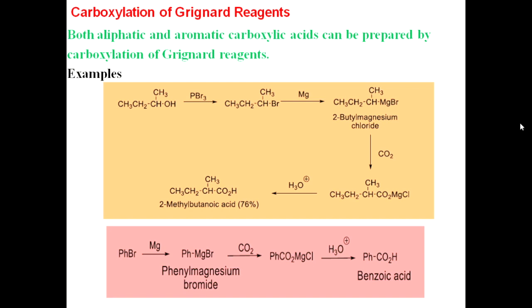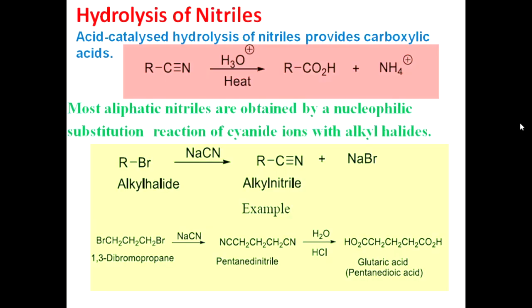In the second example, phenyl bromide or bromobenzene is reacted with magnesium to give phenyl magnesium bromide. This will undergo carboxylation with carbon dioxide to give the corresponding salt of magnesium, which will undergo hydrolysis to give benzoic acid as a product.